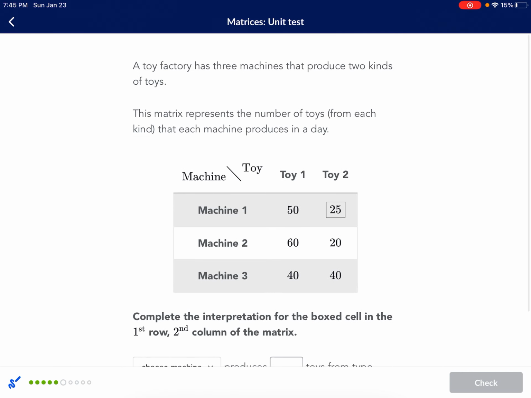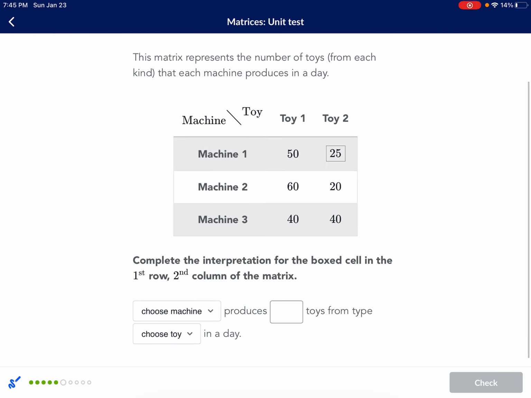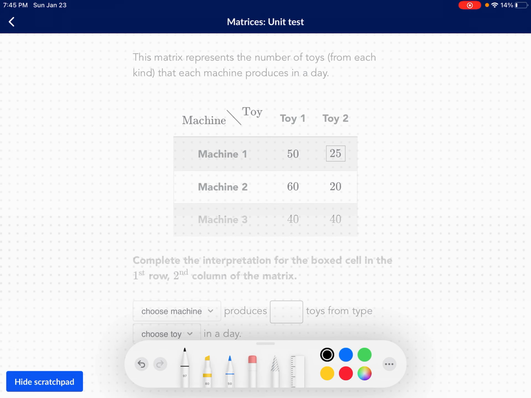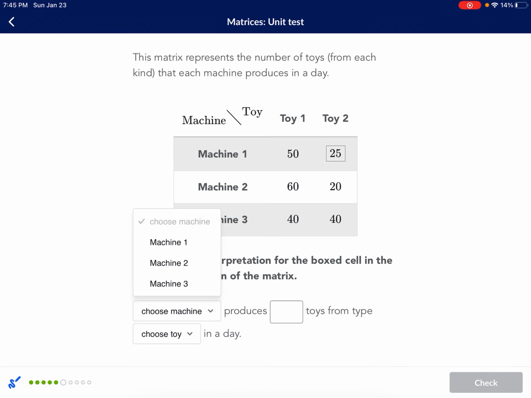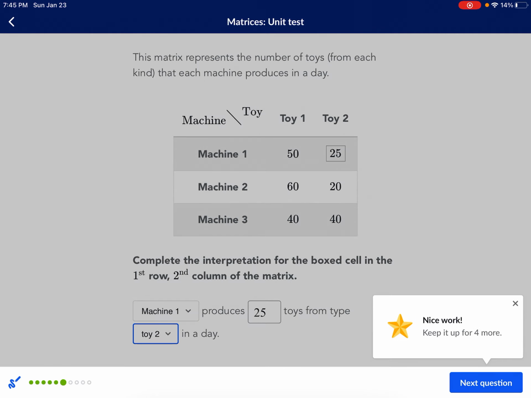Okay, the matrix represents the number of toys that each machine produces each day. For the box cell in the first row and the second column, so it's this one over here, choose the interpretation. So machine 1 produces 25 toys from type toy 2 in a day.